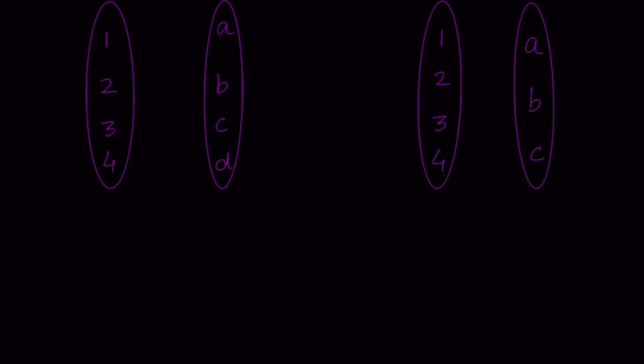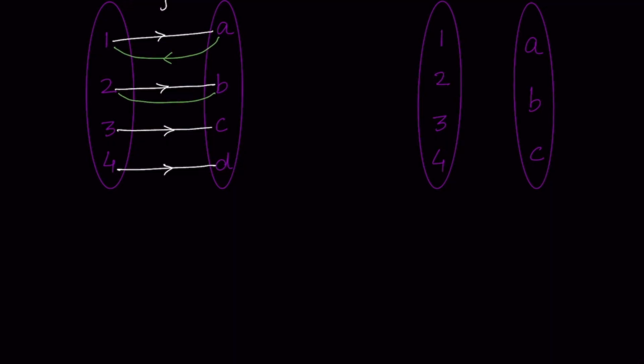Let's talk about inverse function. Let's say function f maps 1 to a, 2 to b, 3 to c, and 4 to d. Then the inverse function will make the range of f as its domain and will map a to 1, b to 2, c to 3, and d to 4. That will be your f inverse.